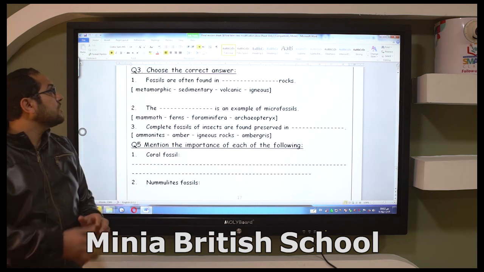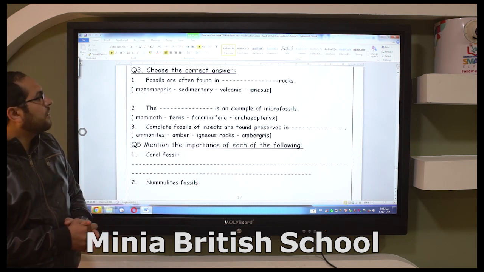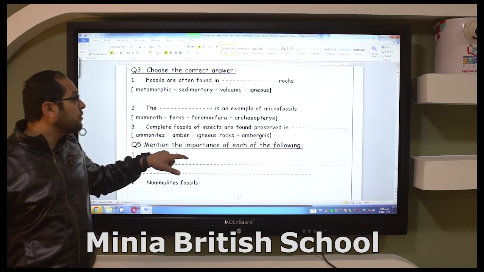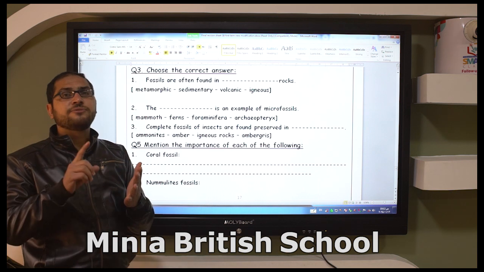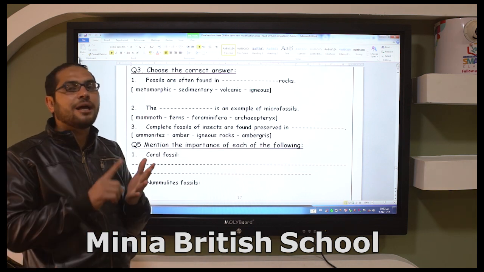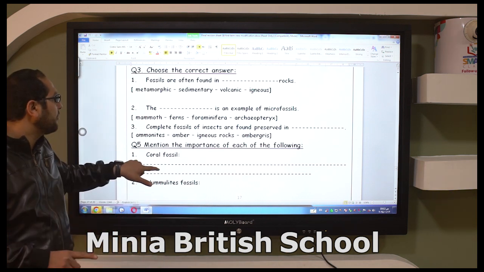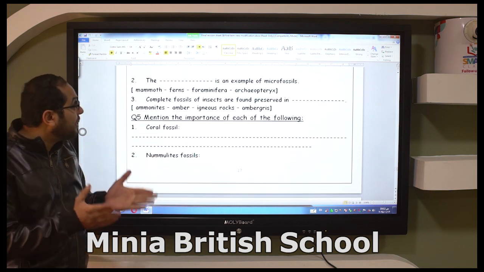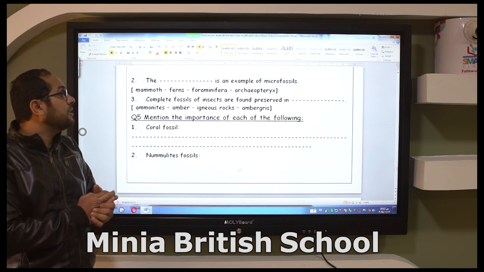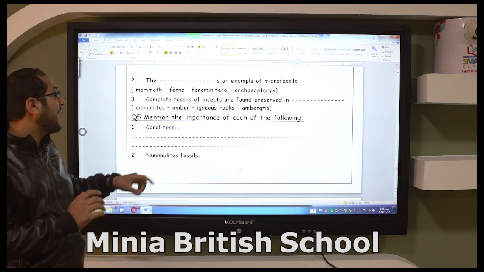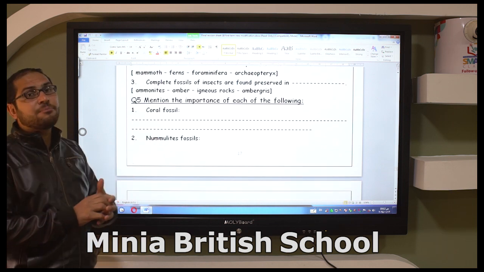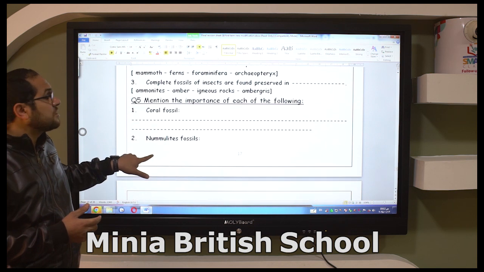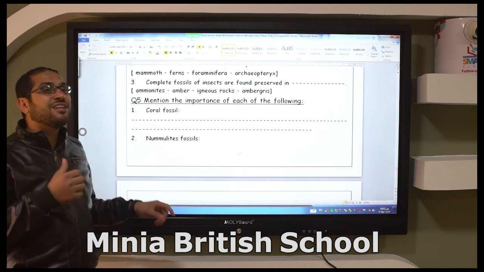Choose the correct answer. Fossils are often found in sedimentary rocks. The space are examples of microfossils. You have two examples of microfossils, foraminifera and radiolaria. Complete: body fossils, complete body fossils of insects are found preserved in the amber. Don't forget the amber is the resinous matter secreted by the pine trees.